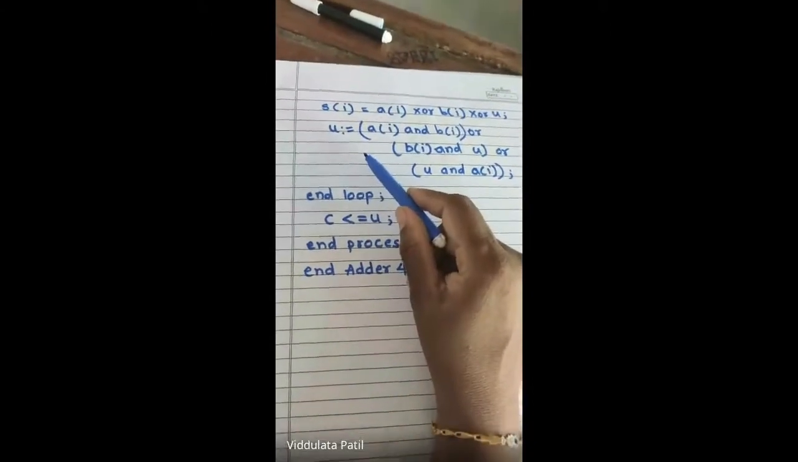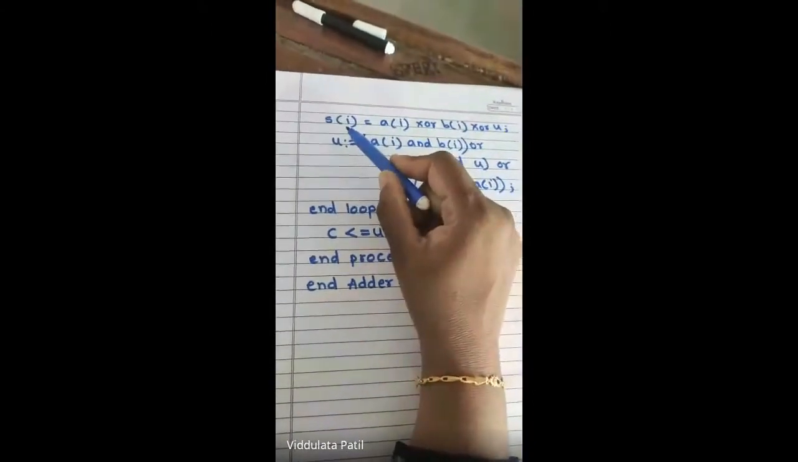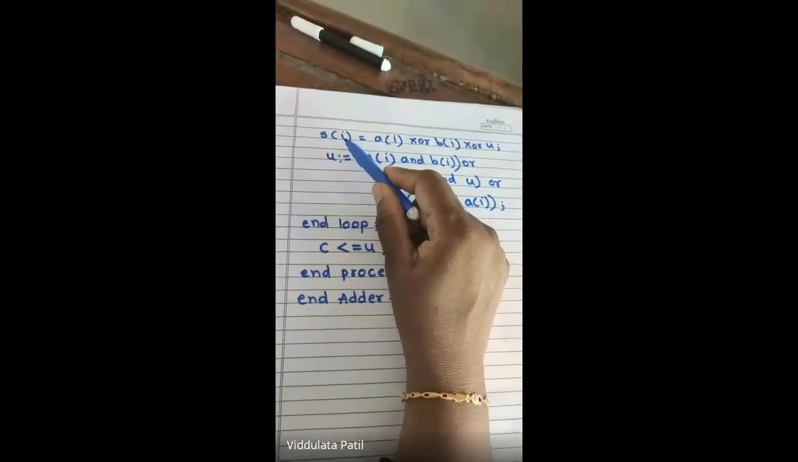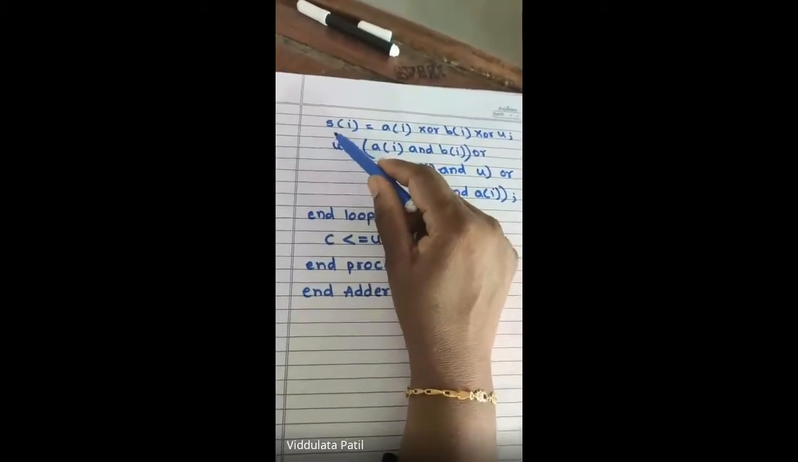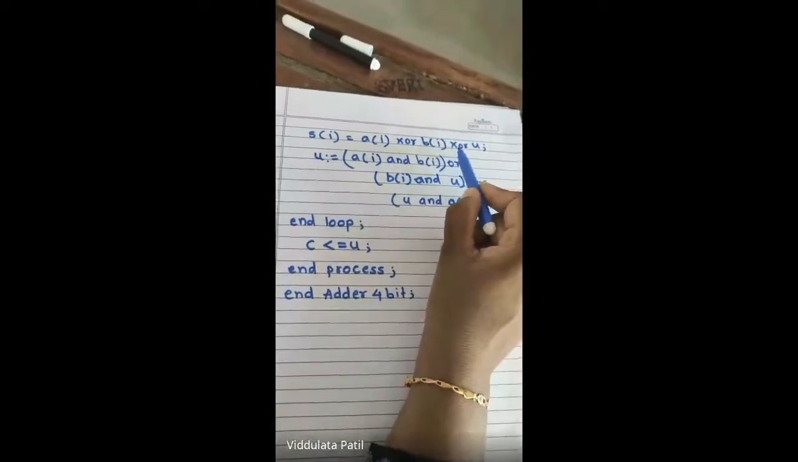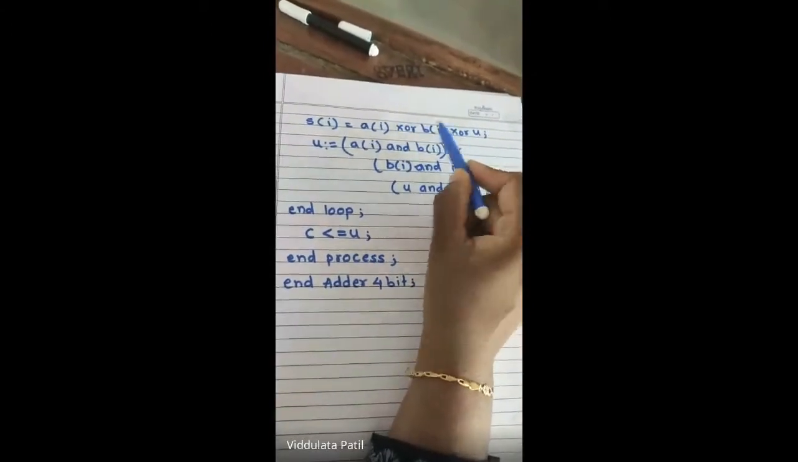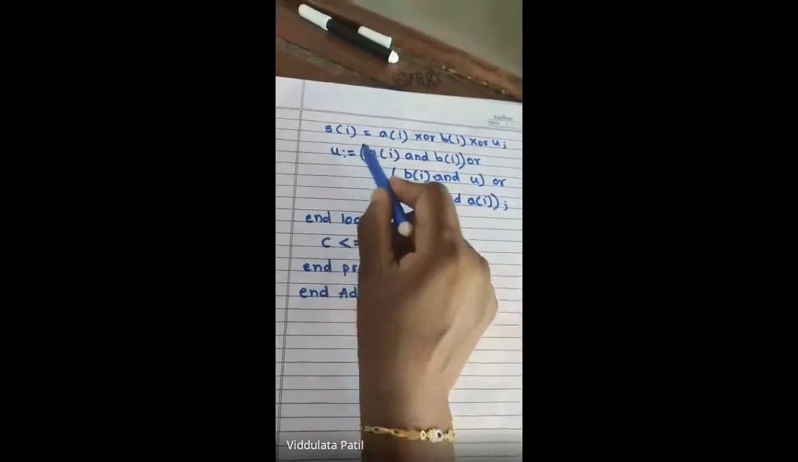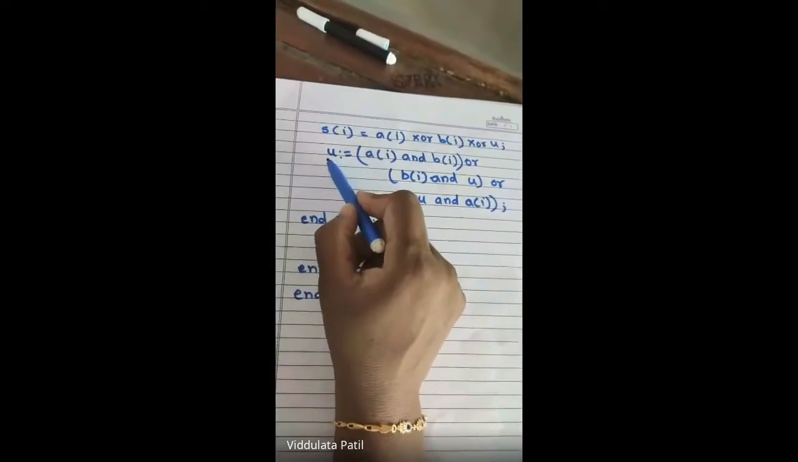Now in the next loop I will have the value 1. So now S of 1 will be A of 1 XORed with B of 1 XORed with U. Now this U is nothing but the C out. Actually U will now be the C out.